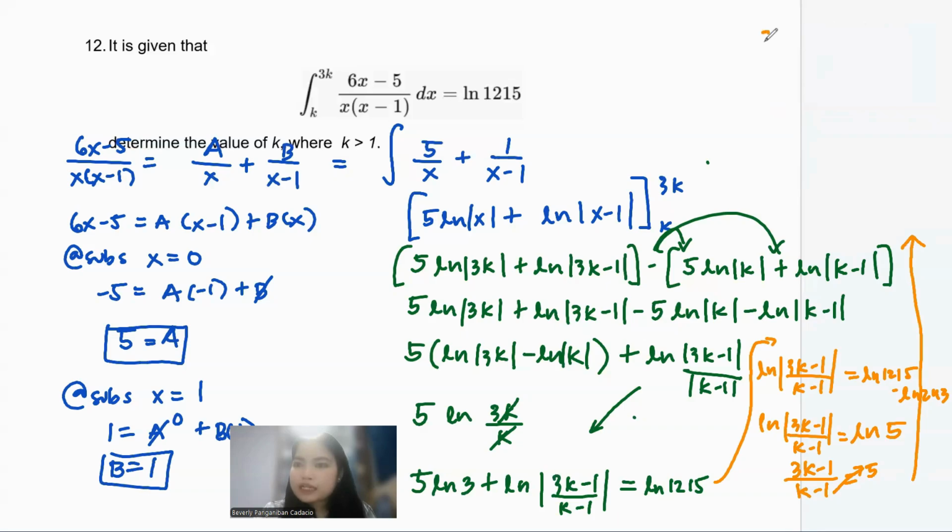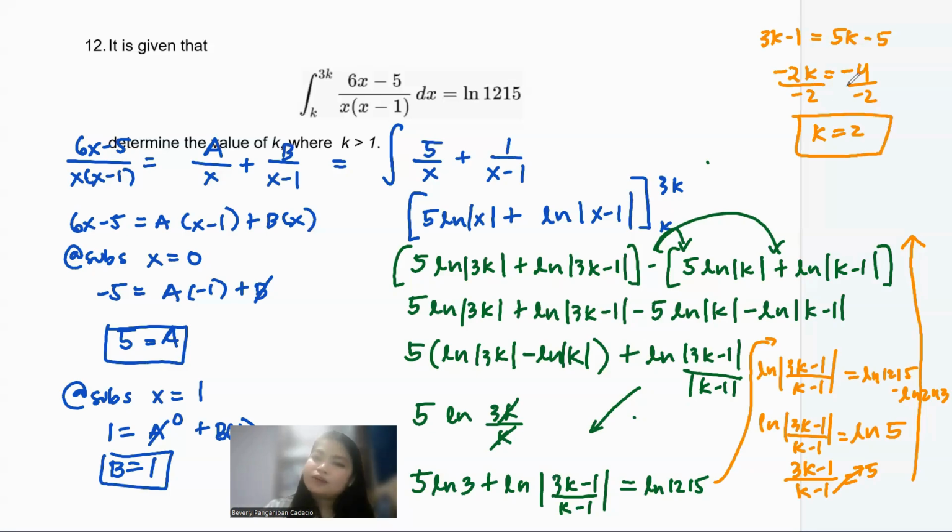So it will become 3k minus 1 is equal to 5 multiplied by k minus 1. I'll do it 5k minus 5. Yeah, the same thing. Okay, let's combine. So you're going to have negative 2k is equal to negative 4. Divide both sides by negative 2. K is equal to 2. And there you go, you have k is equal to 2.